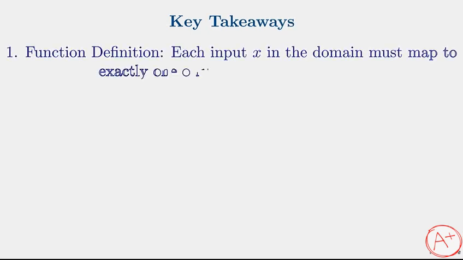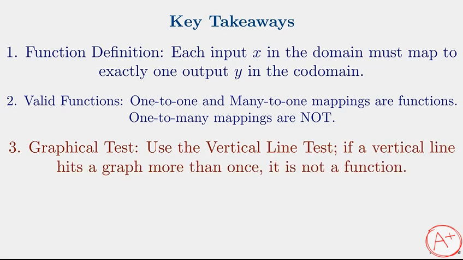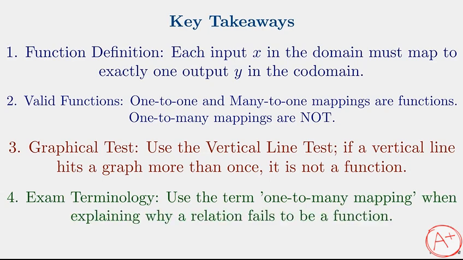To wrap up today's lesson, remember these essential points for your revision. First, a function is a rule where every element of the domain has a single unique partner in the codomain. Second, while multiple inputs can share the same output, a single input can never have multiple outputs. Third, the vertical line test is your quickest tool for graphs. Any intersection at more than one point means the relation is not a function. Finally, always use precise mathematical language in your exam answers to clearly communicate your reasoning and secure full marks.